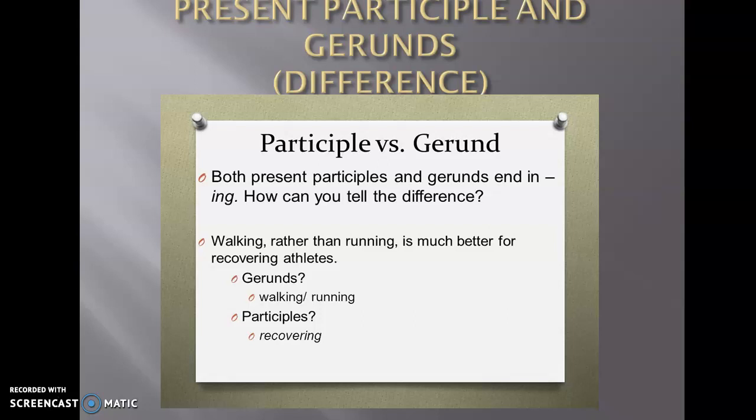What kind of athletes? Recovering athletes. Recovering means somebody who's getting better, or getting well. So, recovering athletes. What kind of athletes? Recovering. Recovering here is acting as an adjective. It is telling us more about athletes. So, recovering here would be a participle and walking and running act as names of activities. So, they would be gerunds.